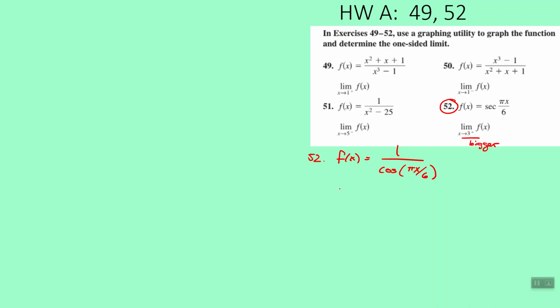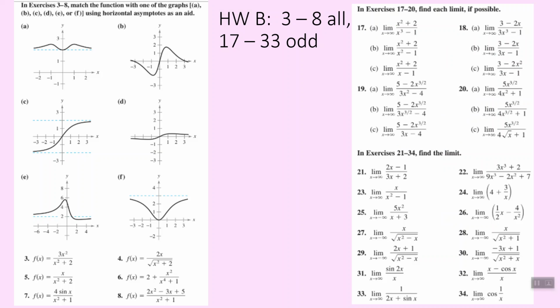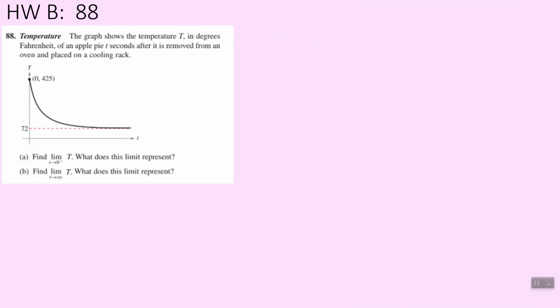So this limit as x goes to 3 from the right of secant of pi x over 6, or 1 over cosine of that, equals negative infinity. It is going towards negative infinity because it's got a vertical asymptote there, and it's going down. It's this part of the graph. All right, so going down, vertical asymptote, negative infinity. All right, so that was 52. We don't have any questions here.